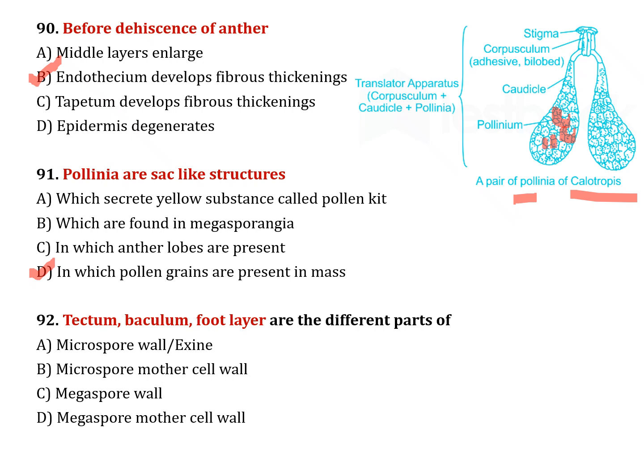The next question, number 92. Tectum, baculum, foot layer are the different parts of: option A microspore wall, option B microspore mother cell, option C megaspore wall, option D megaspore mother cell wall. Correct answer is option A, microspore wall, that is exine.